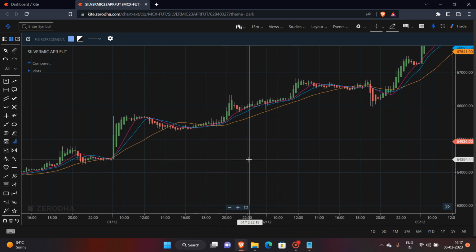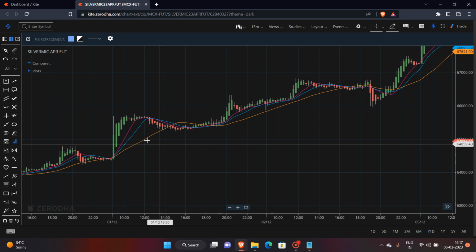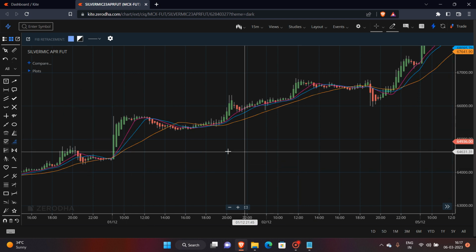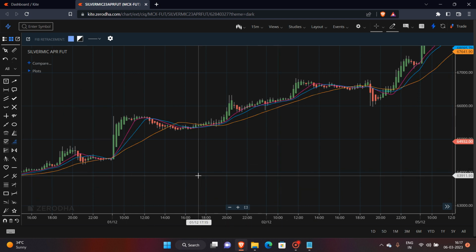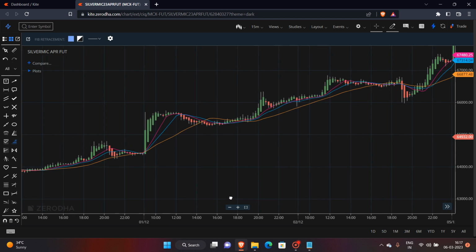Now we need to check the history, how it flows and what patterns it follows. So I'm just going to start from the 1st of December. Here you can see that when the market opened, it made a bullish candle and it moved up. So I'm just going to place the Fibonacci.